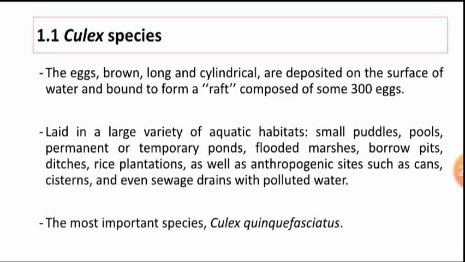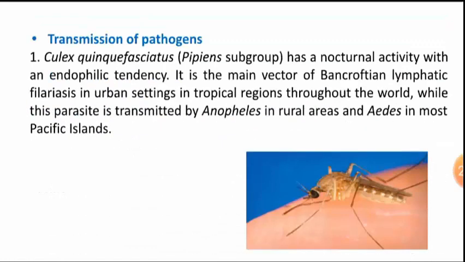The most important species is Culex quinquefasciatus or Culex fatigans. Transmission of pathogens by Culex species. Number 1, Culex quinquefasciatus has a nocturnal activity with an endophilic tendency. It is the main vector of lymphatic filariasis in urban settings in tropical regions throughout the world, while this parasite is transmitted by Anopheles in rural areas and Aedes in most Pacific islands.